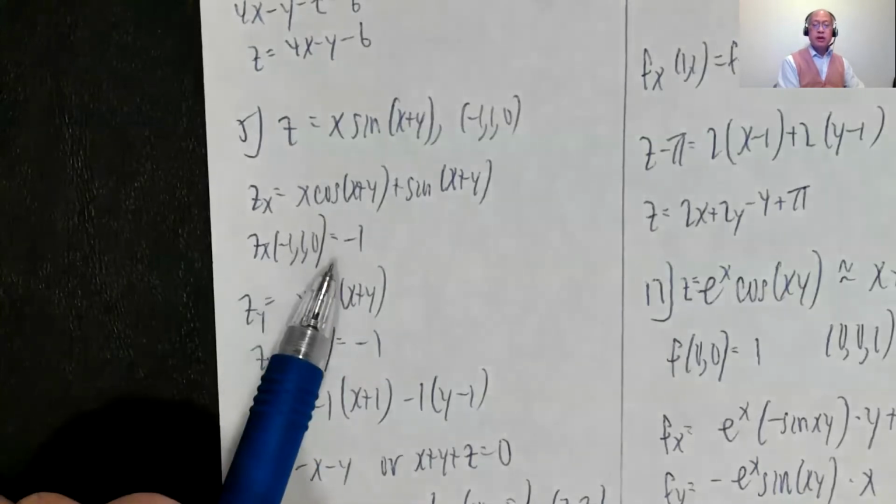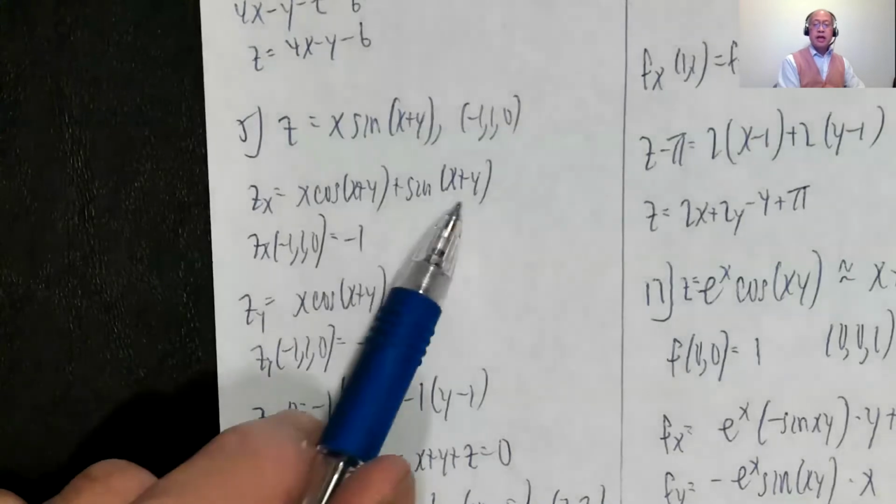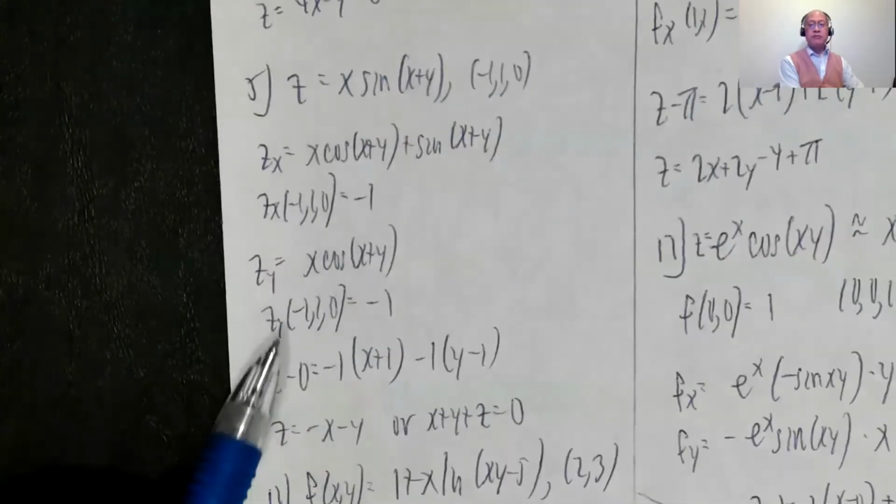Cosine of 0 is 1. So I get negative 1. And sine of 0 is 0. So z sub x is negative 1.